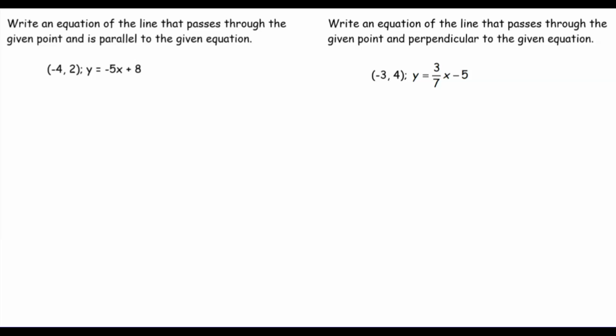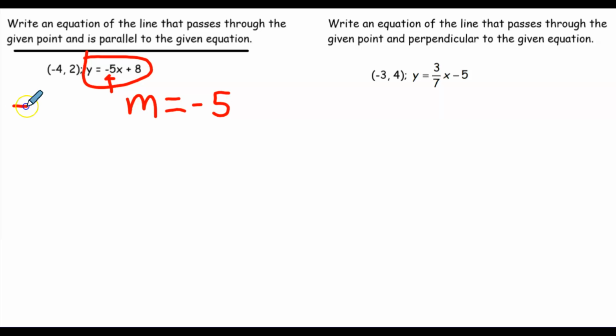Okay. To write an equation of a line that passes through a given point that's parallel, you just have to remember what we talked about earlier, and that is that parallel lines have equal slopes. So for this problem, I want to write a line that's parallel to this line. If it's parallel to this line, then I know what the slope is just by looking at it. It's right there. It's -5.